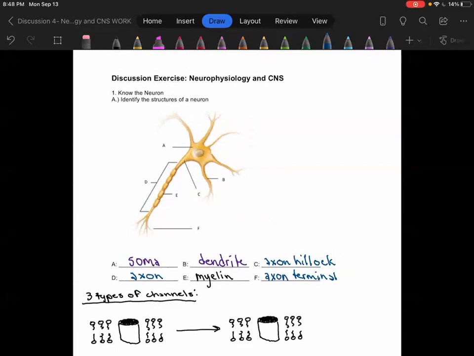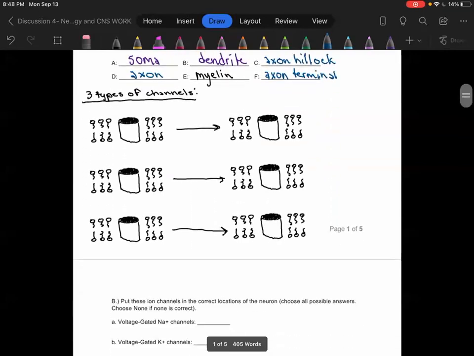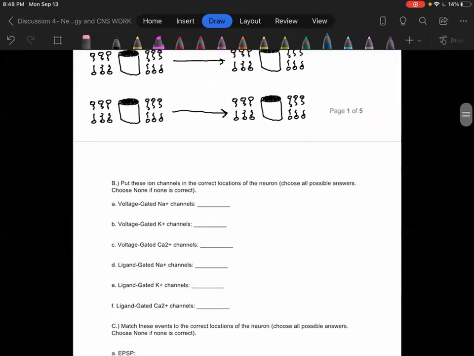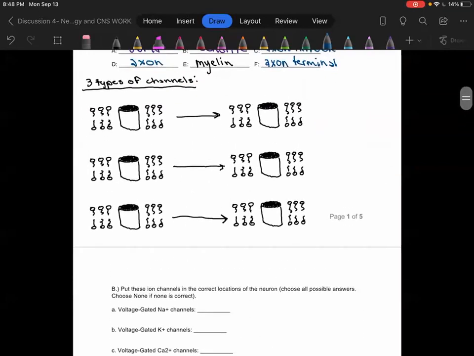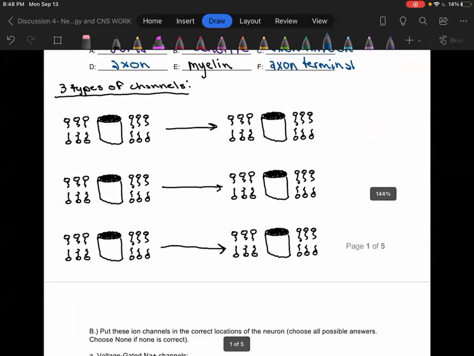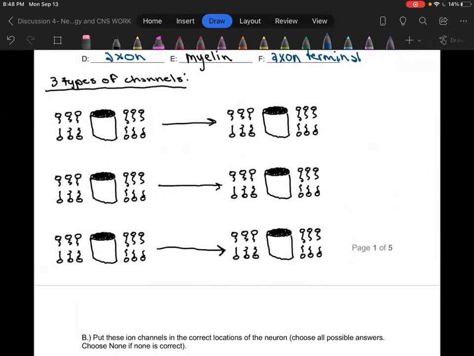So now we're going to get into actual physiology. Before we move on to B, which is our first physiology question, I wanted to review our 3 types of channels, because I think with this, it makes B a lot easier to answer. So the first channel that we're going to look at are the ligand-gated channels.